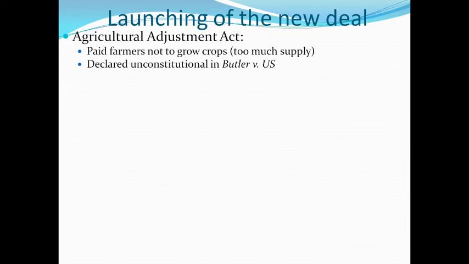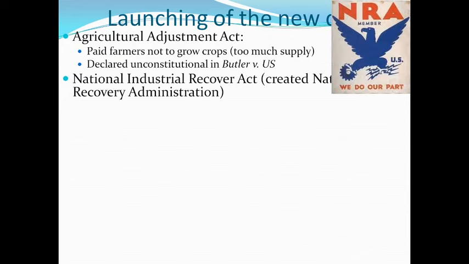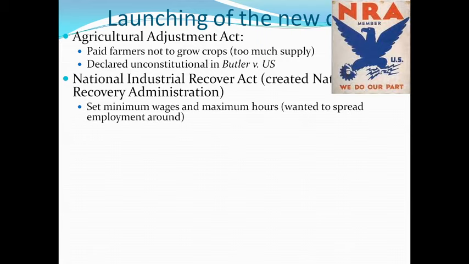And this was actually declared unconstitutional in the later case Butler v. U.S. Then we had the National Industrial Recovery Act, created by the National Recovery Administration, or the NRA. This blue eagle here definitely becomes a symbol later on for all the people fighting. This specifically set minimum wages and maximum hours because they wanted to spread employment around. By having maximum hours, more people would be able to get a job, and it wasn't just one person working throughout all those weeks.